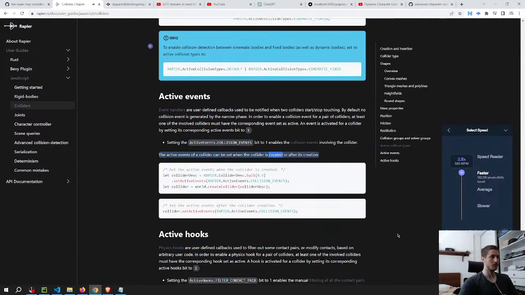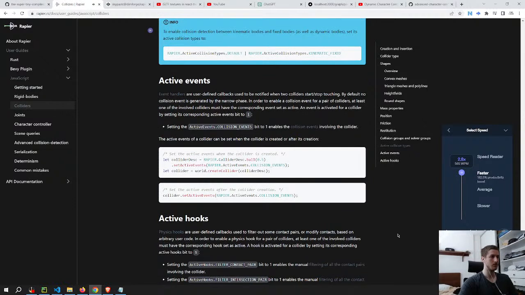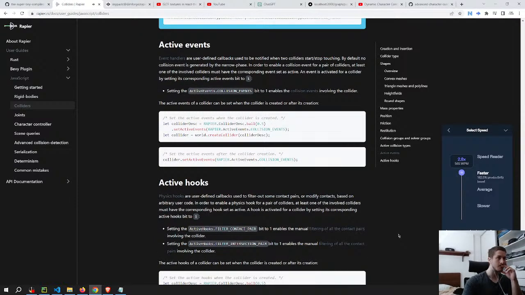The active events of a collider can be set when the collider is created or after its creation. Set the active events when the collider is created: let collider_desc = ColliderDesc::ball(0.5).active_events(ActiveEvents::COLLISION_EVENTS); let collider = world.create_collider(...). Set the active events after the collider creation: collider.set_active_events(ActiveEvents::COLLISION_EVENTS).